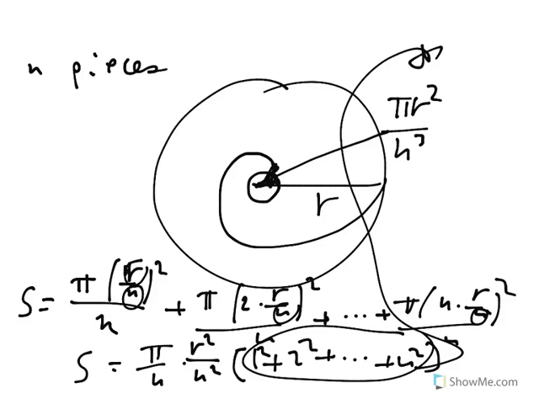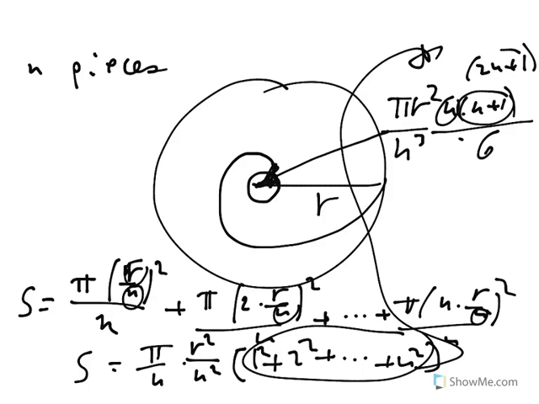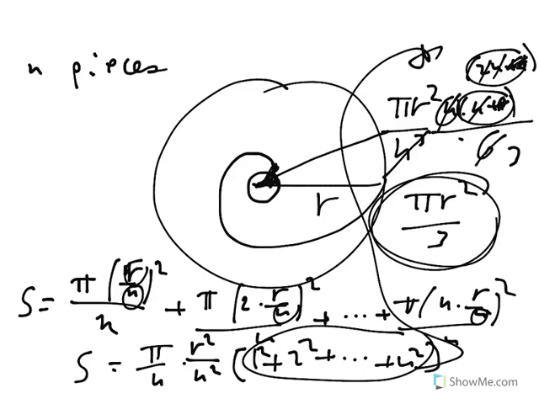The sum from 1 to n of squares is n times n plus 1 times 2n plus 1 over 6. Now what happens is that this is approximately n, this is approximately n, this is approximately 2n. I'm just going to ignore these plus 1s. They don't matter when n is really large. So the n cubed cancels out with this n, this n, and this n, and the 2 cancels out with this 6. And we end up with pi r squared over 3, which is the area of the spiral. It's exactly 1/3 of the original circle.